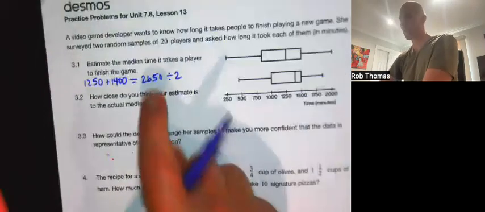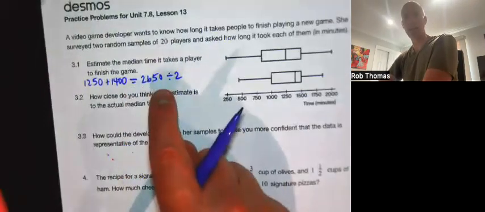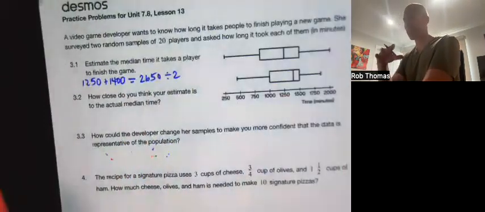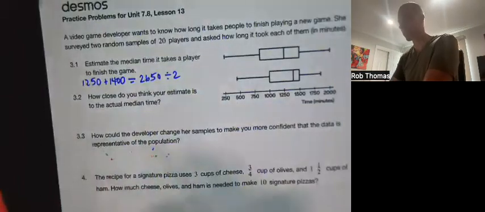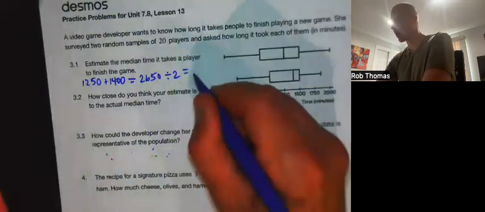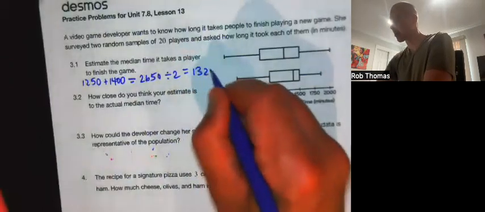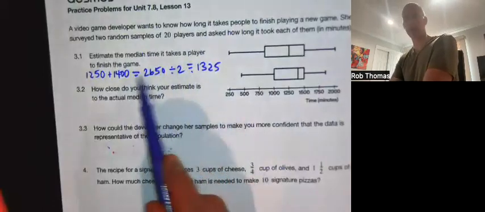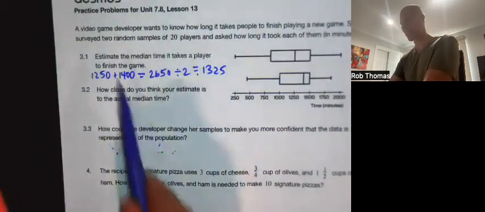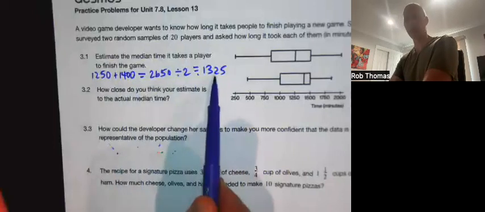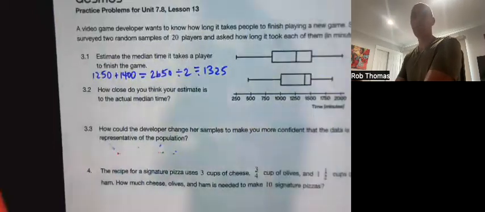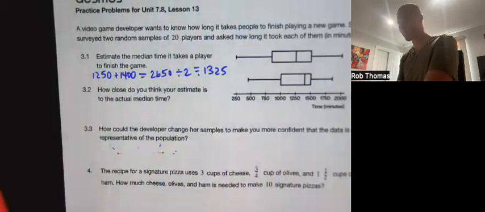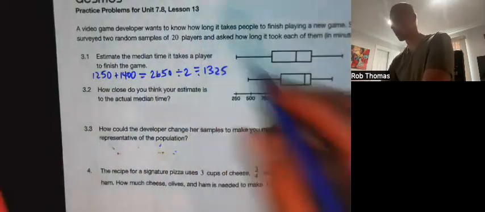This is not how you should write this. Writing equals, and then a number divided by something equals. This is bad math writing, but I just don't have a lot of space to work with, so I'm cheating. 1325. The reason this is bad is because all these equal signs are supposed to be equal. And so I'm saying 1,250 plus 1,400 equals 1325. That's not true. So don't write like this. Don't be like me. Be better.